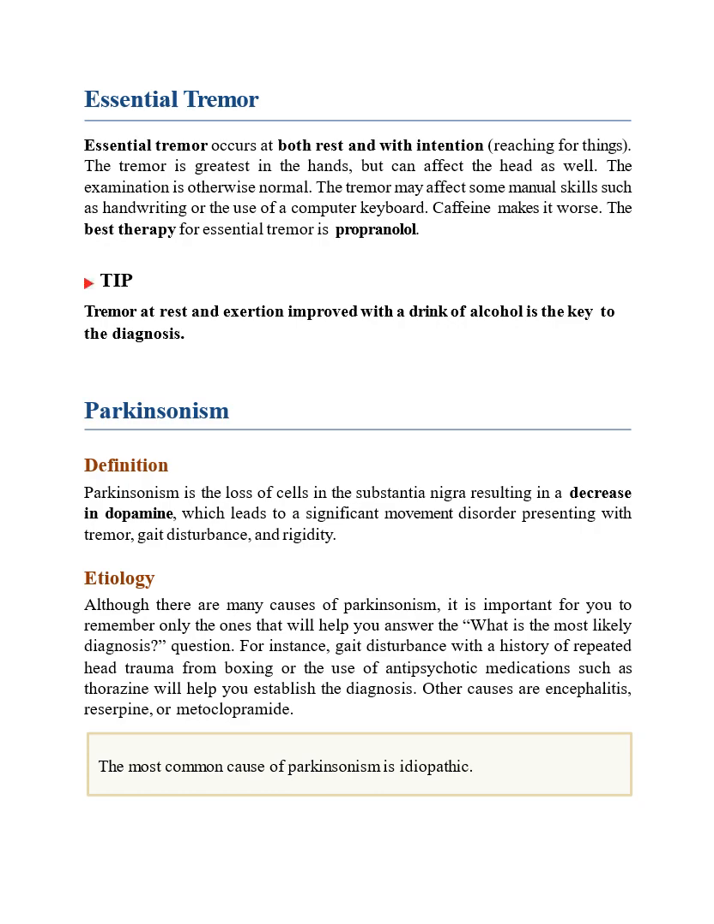For instance, gait disturbance with a history of repeated head trauma from boxing or use of antipsychotic medications such as Thorazine can help establish the diagnosis. Other causes are encephalitis, reserpine, and metoclopramide. The most common cause of Parkinson is idiopathic.